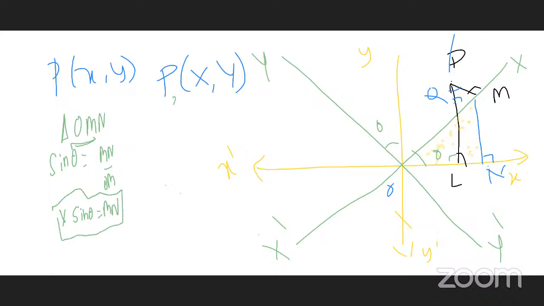Now we are going for the next triangle, triangle PQM. For this one we are finding cos theta. Cos theta here is adjacent by hypotenuse. Adjacent is PQ, hypotenuse is PM. So PM value is y. So it becomes y cos theta is equal to PQ.